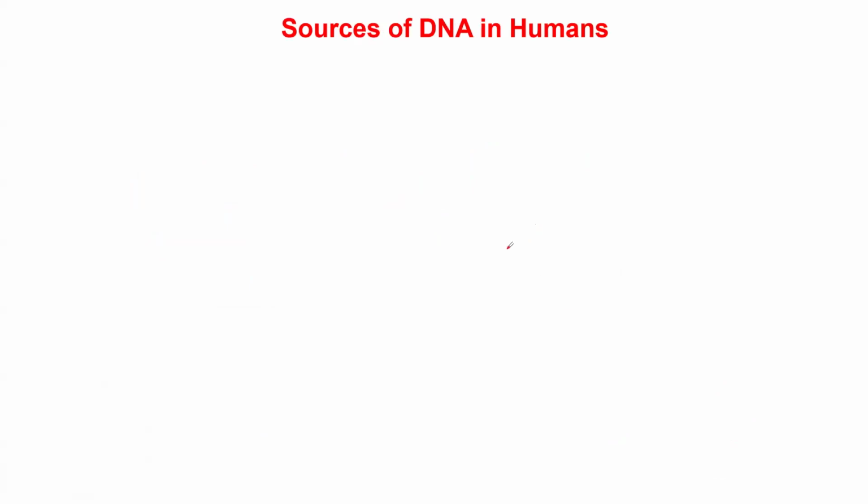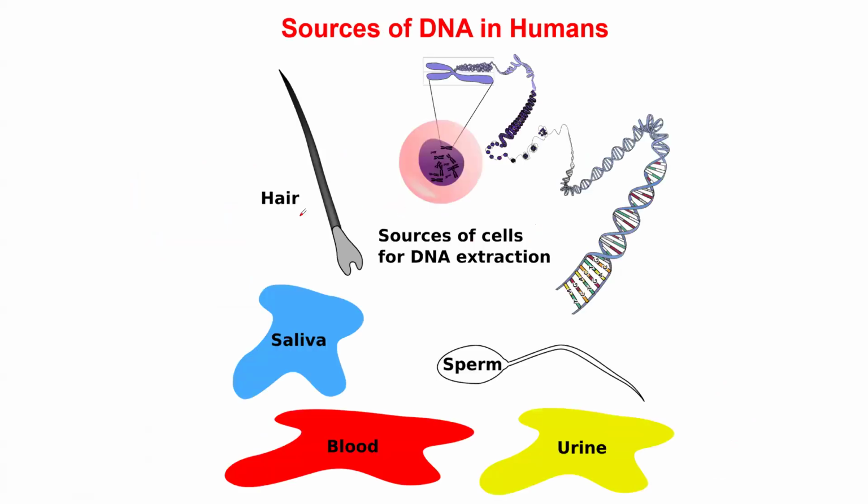And in addition, what are the sources of DNA in humans? You can get DNA from human hair. You can get DNA from saliva. You can get DNA from sperm. You can get DNA from urine, and you can also get DNA from blood. So you can get DNA from the following sources in humans: sperm, urine, blood, hair, and saliva. These are the sources of cells for DNA extraction in humans.